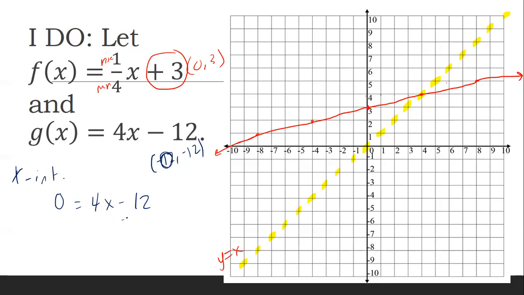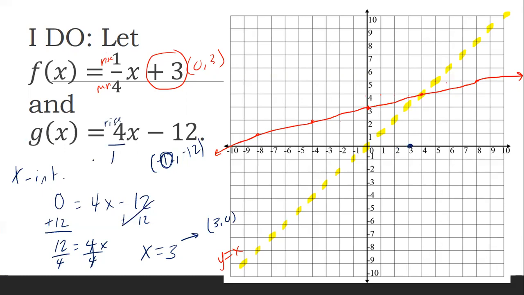So at my x-intercept, plus 12 on both sides, that gives me 12 equals 4x, divide by 4, and that tells me that my x-intercept is at 3. So I'm starting at 3, 0. So 1, 2, 3. And my slope here is 4 over 1. So I'm going to rise 4 and run 1: 1, 2, 3, 4.